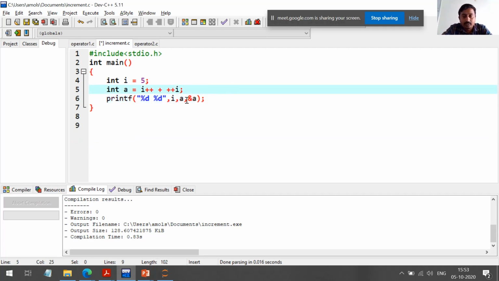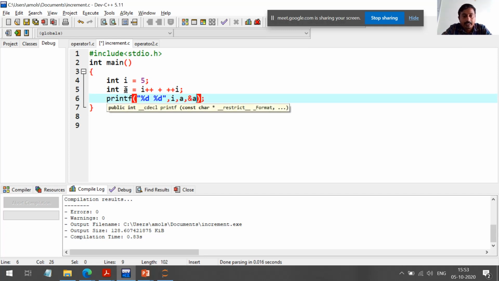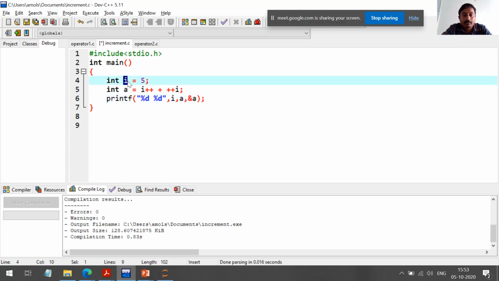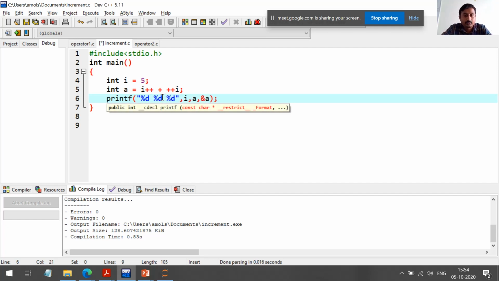Okay, so what is the meaning of this? This is the address of. When we declare any variable, memory will be allocated to store its value. This ampersand gives the address of that memory location. Let me add %d here, and we will see what is the address of A.